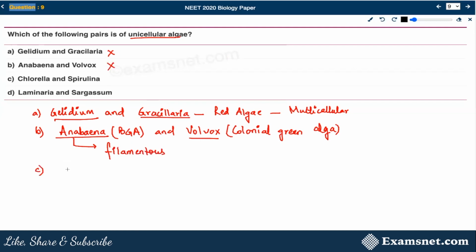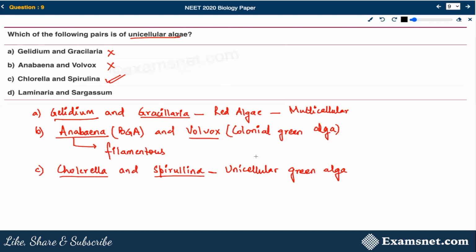Then the third option turns out to be Chlorella and Spirulina. Now, this is supposed to be the correct answer because Chlorella and Spirulina both are unicellular green algae. So this is the correct answer.